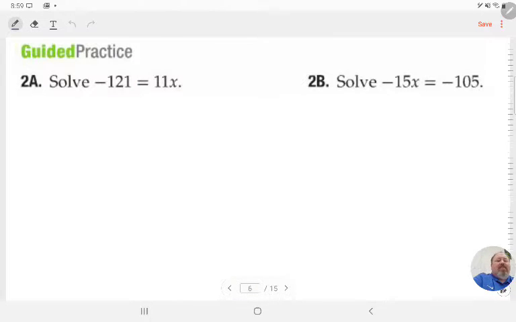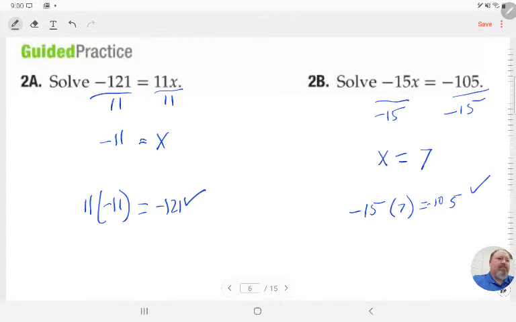So here's a couple that you can practice. So try these, come back and see how you did. All right, so let's see how you did. Divide both sides by 11 on A, that gives you negative 11 equals x, and when you take 11 times the negative 11, you get negative 121. And on 2B, divide both sides by negative 15, you would get x equals 7. To check, negative 15 times 7 does equal negative 105. All right, good.